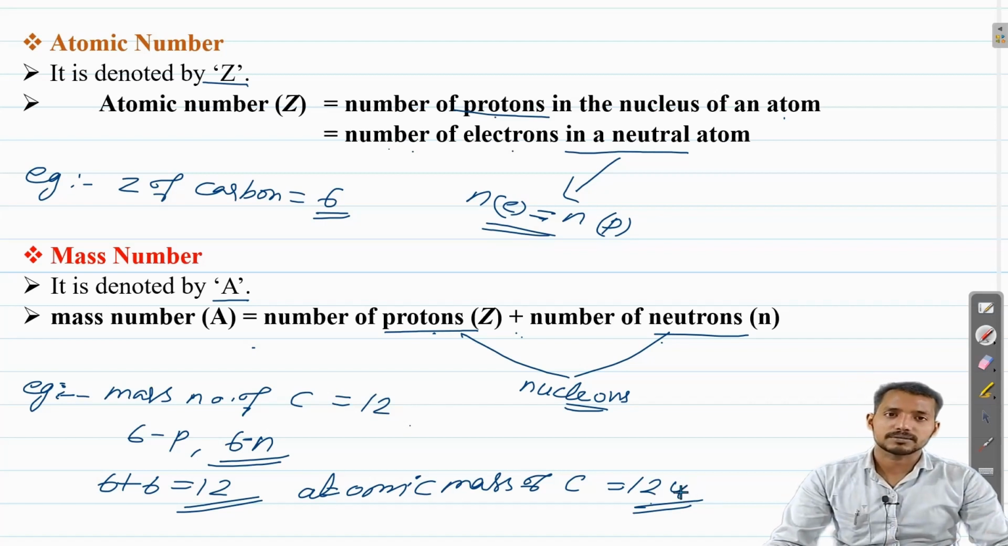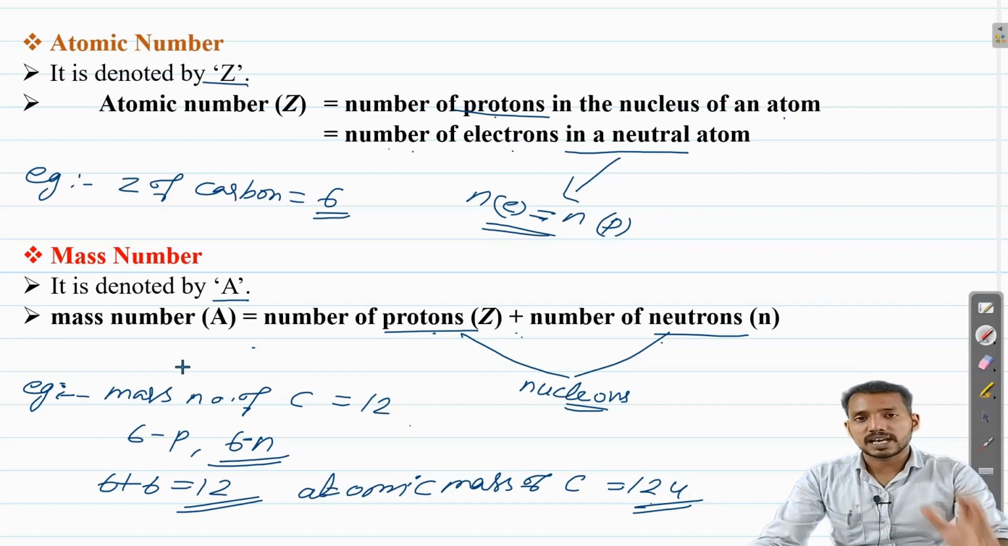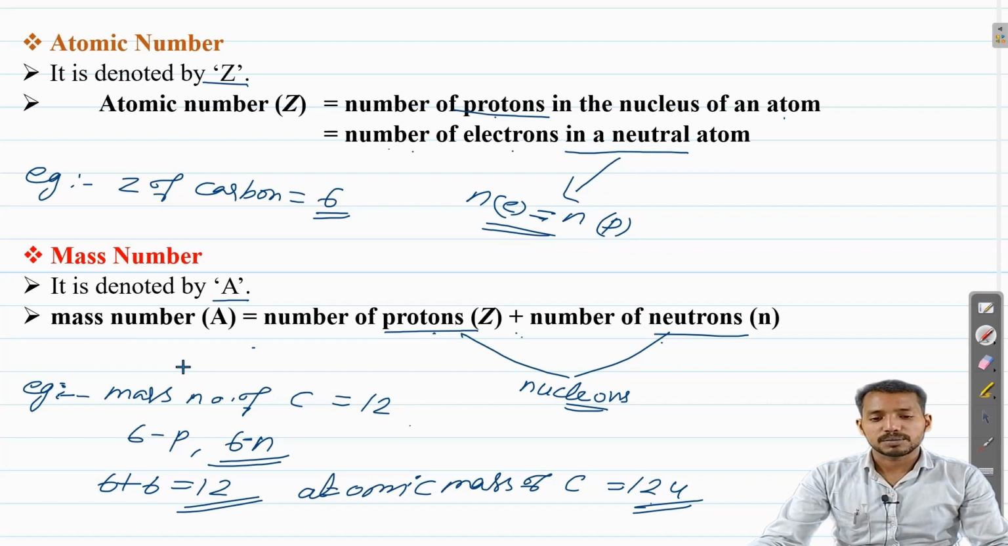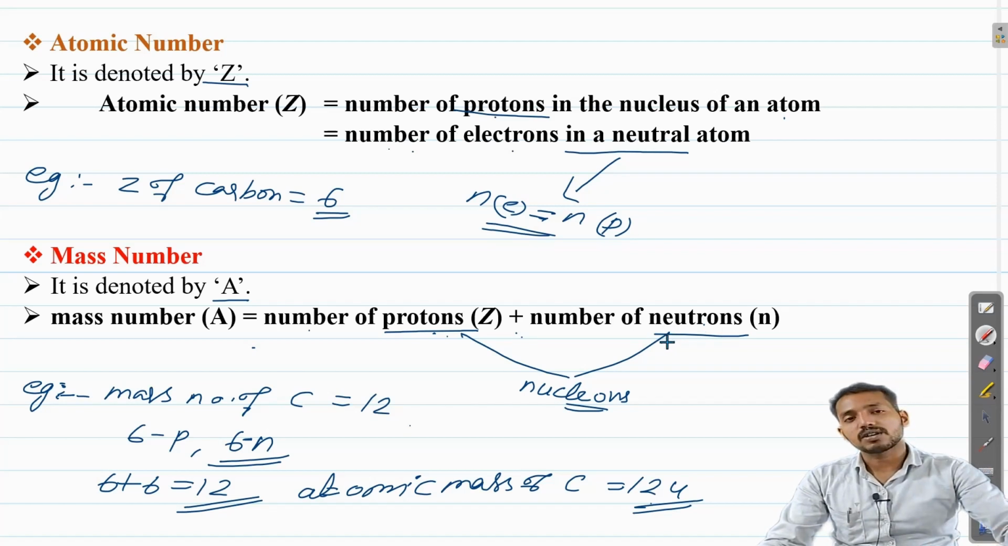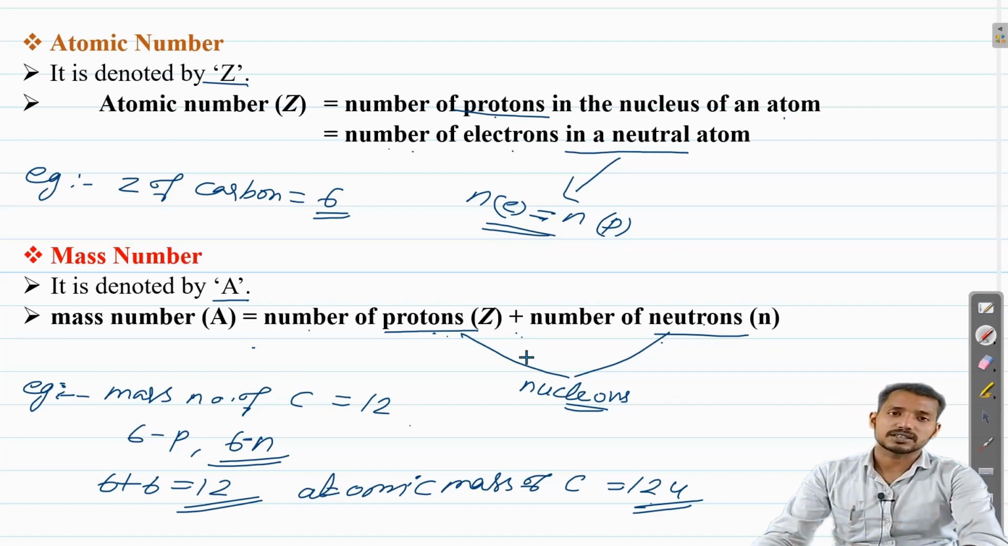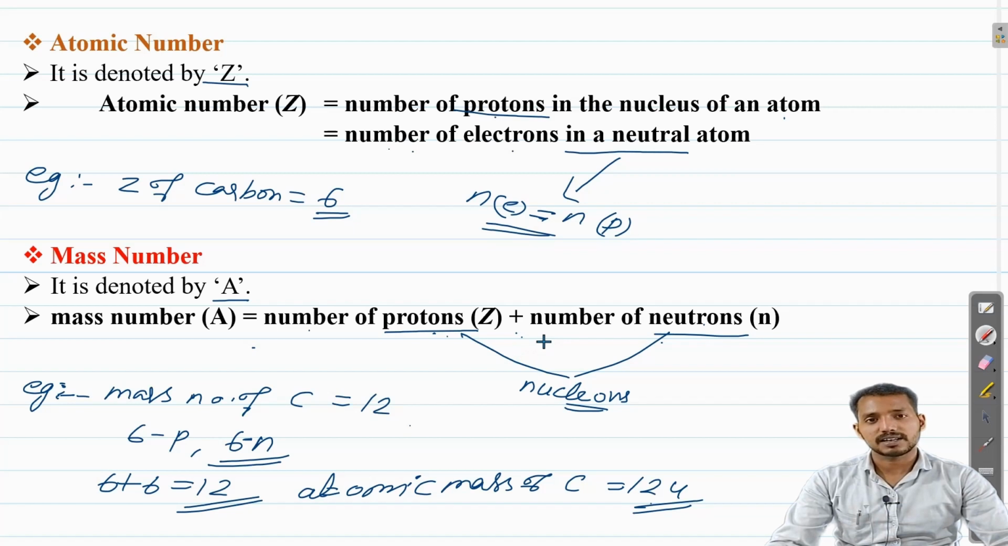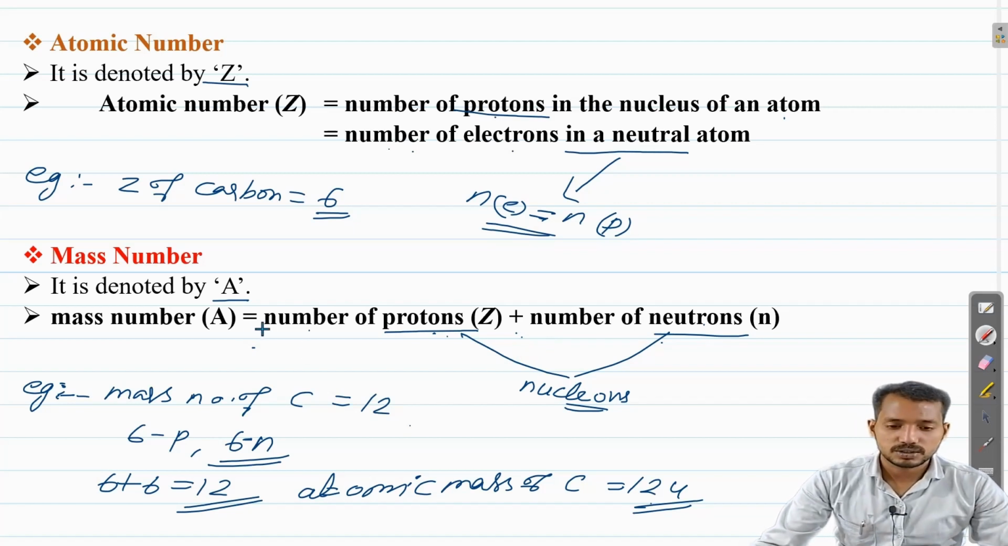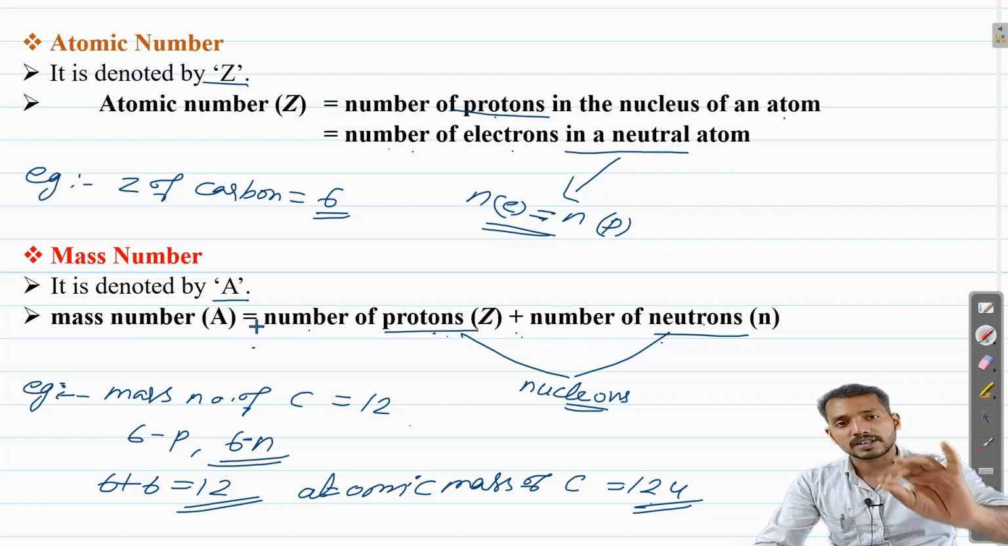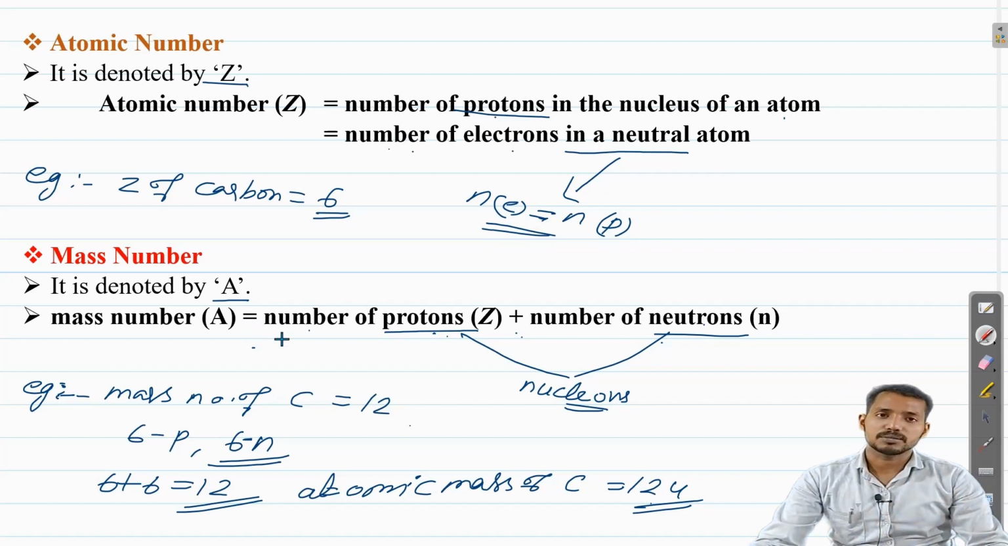Approximately, not exactly. Mass number is a parameter which helps in the determination of the atomic mass of the atom. Clear? Because it is the number of protons plus the number of neutrons. The mass of an electron is negligible, so we don't need to consider it in this case. Clear? Okay. So this is all about the two parameters, atomic number and mass number.